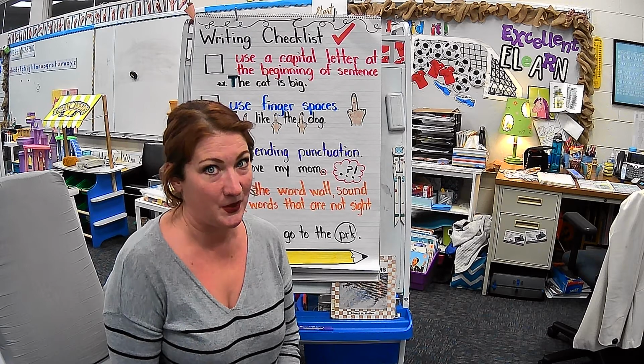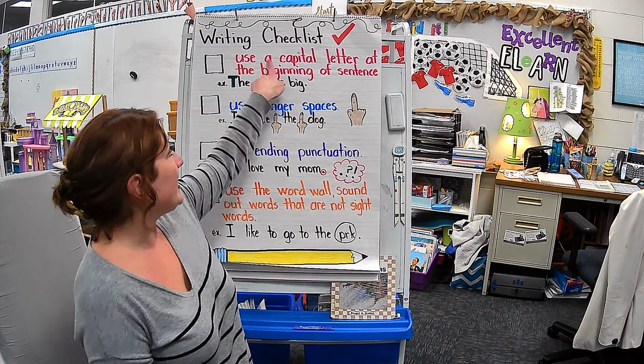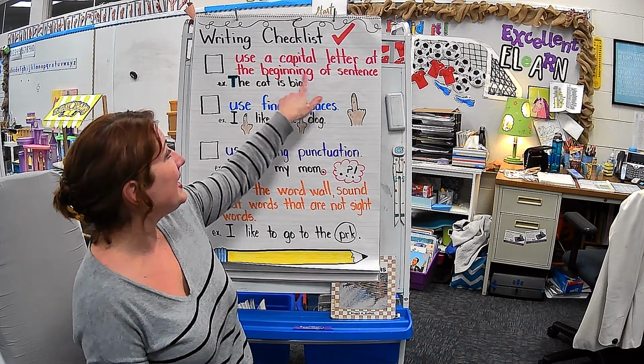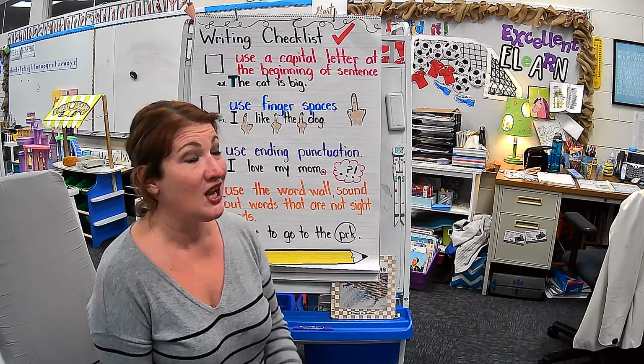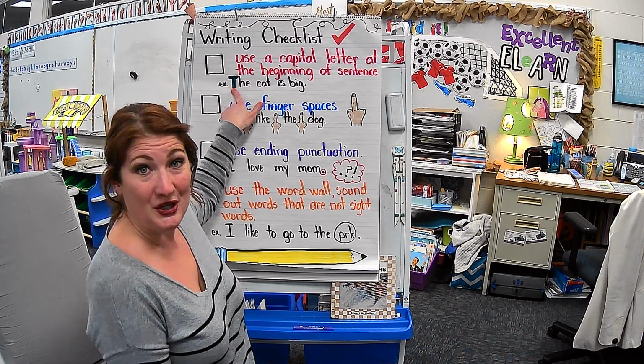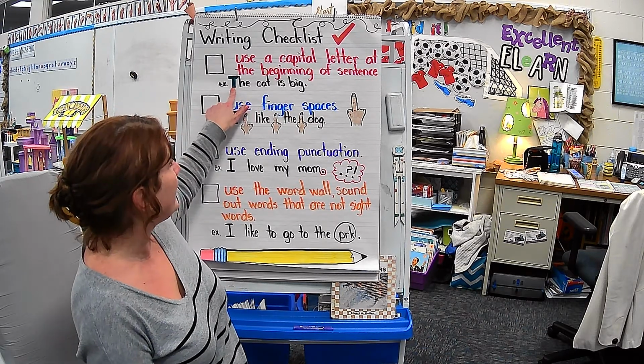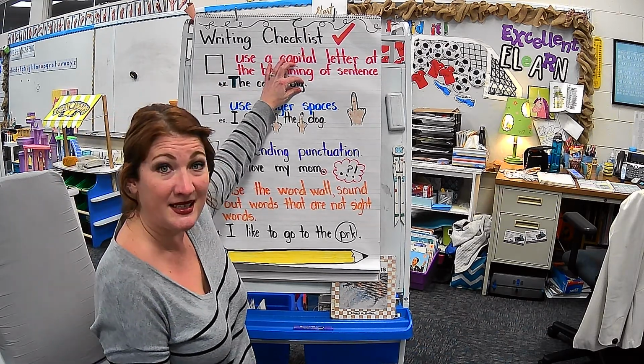So on our writer's checklist, we have some things that we need to go back through and double check as writers. Use a capital letter at the beginning of a sentence. All sentences start with a capital letter. So go and check when you're doing your writing, did you have one capital, the rest lowercase?